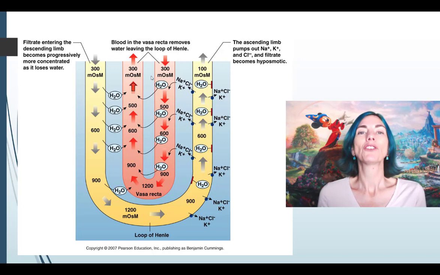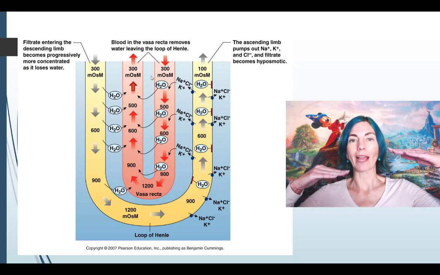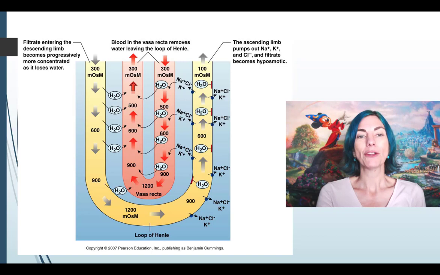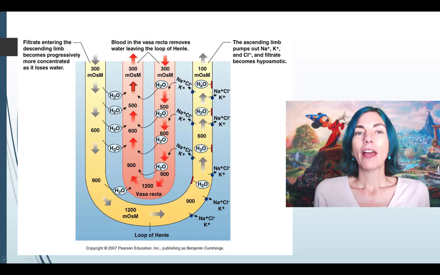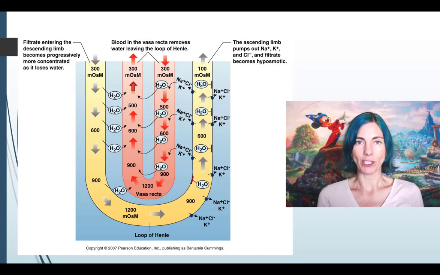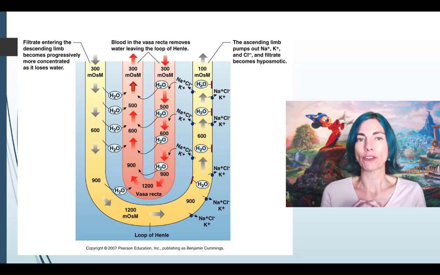So the word counter refers to opposite, right? So countercurrent in this case refers to the fact that you have your filtrate going one direction and your blood going another direction. And you can see that here. The vasa recta, which is the peritubular capillaries that surround these juxtamedullary loops of Henle, is going to go this direction and the filtrate goes the opposite direction. The fact that the blood and the filtrate are going opposite directions is what allows for that gradient that I just used as the extracellular fluid gradient, which of course plasma is a type of extracellular fluid.